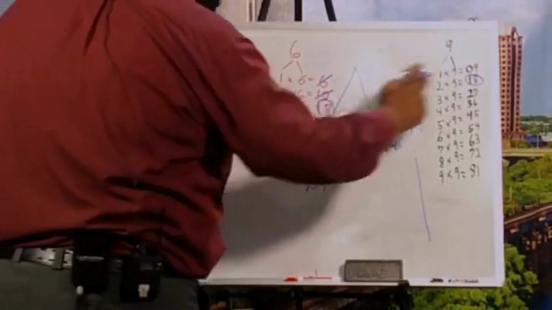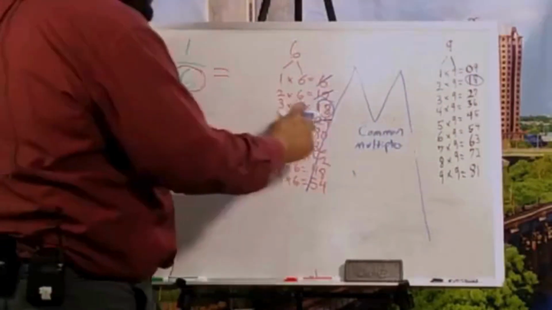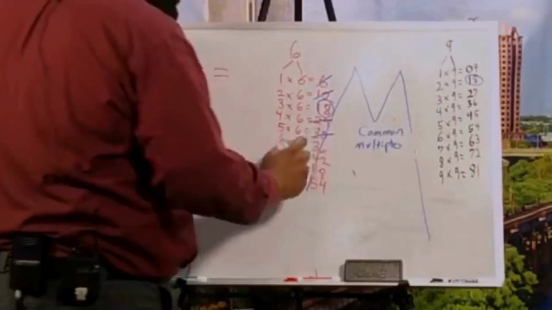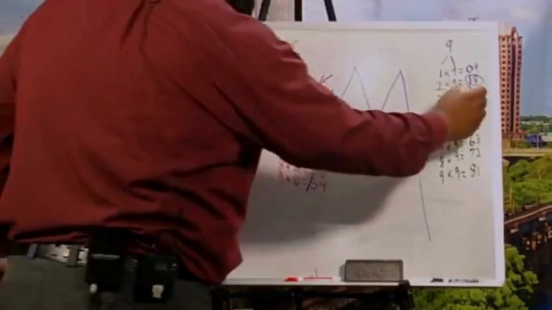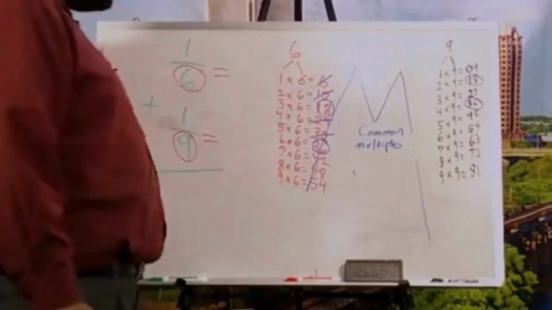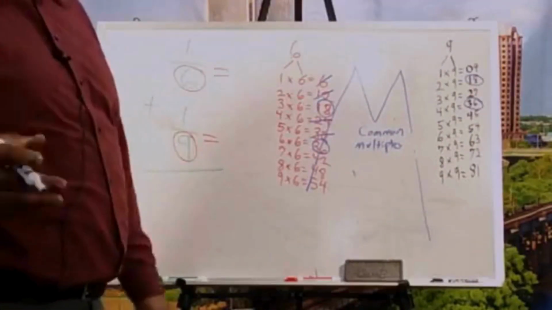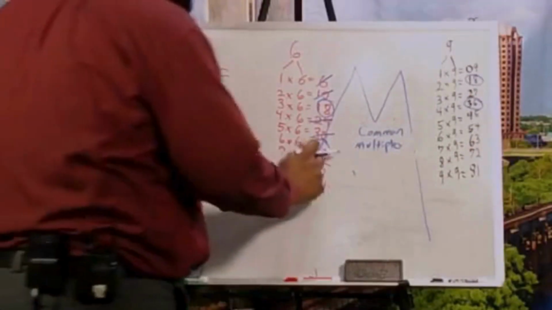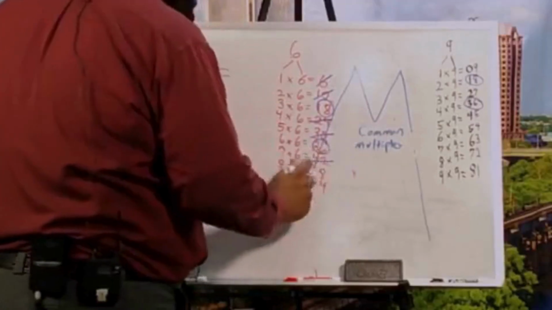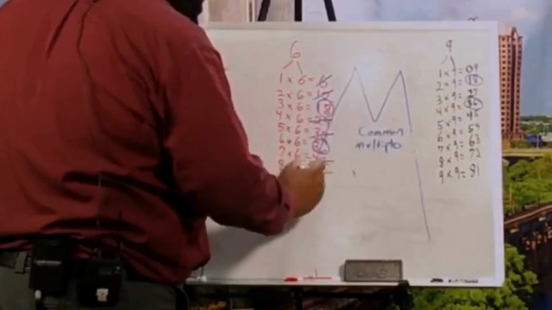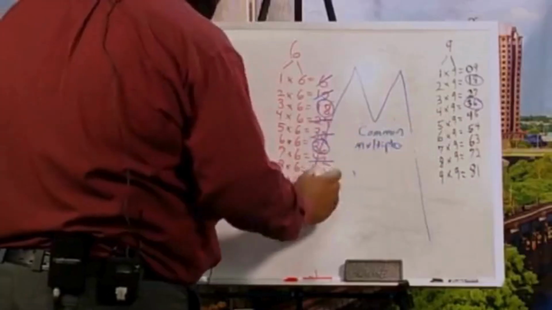Is there a 24 over here? No. Is there a 30 over here? No. Is there a 36 over here? Yes. 18 and 36 are common multiples. Is there a 42 over here? No. Is there a 48 over here? No. Is there a 54 over here? Yes.